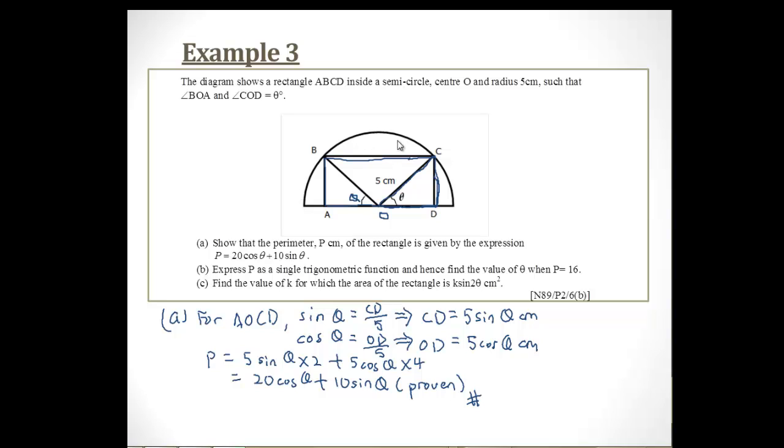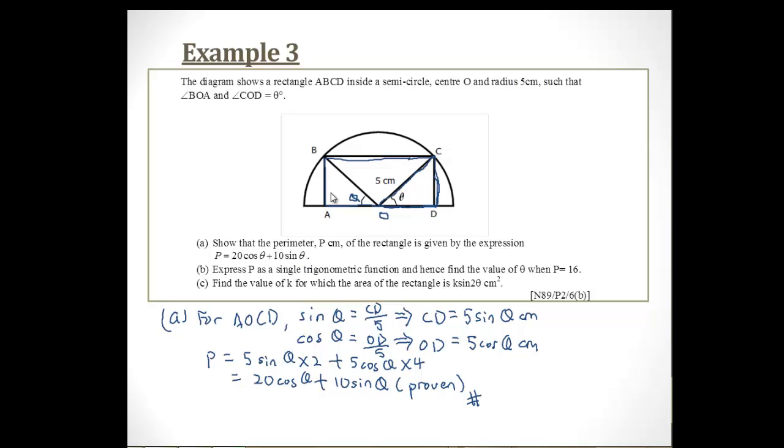inside a semicircle with center O and radius 5 cm, such that angle BOA and angle COD are both theta degrees. So in part A, we are supposed to show that the perimeter P of rectangle ABCD is given by the expression P equals 20 cos theta plus 10 sin theta.